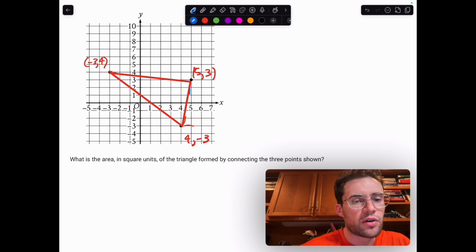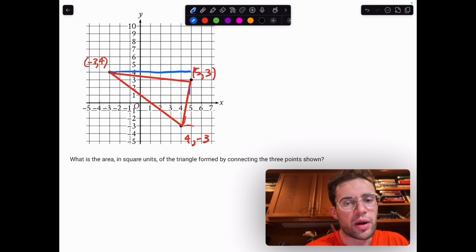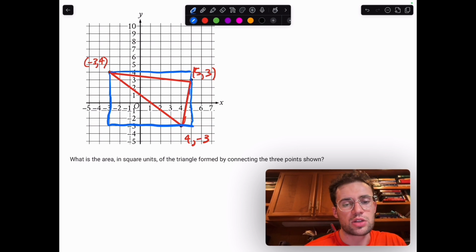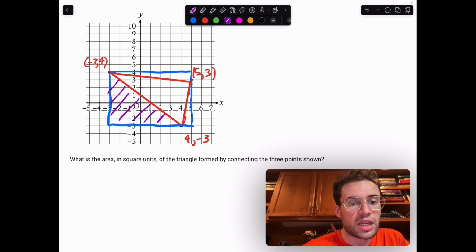What I prefer for a problem like this is to just draw a rectangle around it, right, so that it encompasses the entire thing. The fact that they drew the coordinates makes it easier. And then you can find the area of these right triangles here. So I'll color in the right triangles I'm talking about in purple, pretty easily, because for a right triangle, the base and the height are just the sides, right? If they're at 90 degrees to each other.